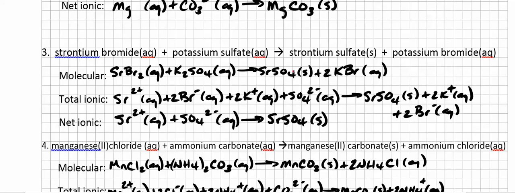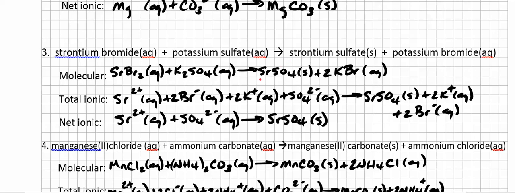That's plus 2. The sulfate was minus 2. So they balance each other out. Right? They balance each other out. And I get a solid. Plus 2 KBr, that's aqueous. So this is the molecular formula that I've written simply by reading from these words.